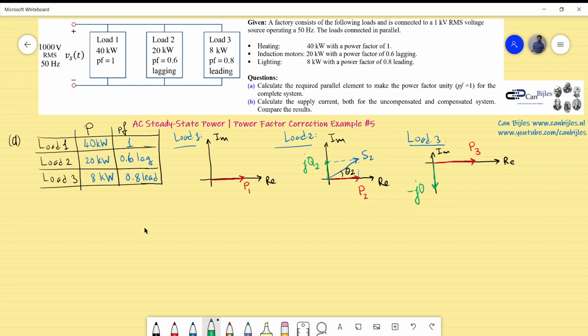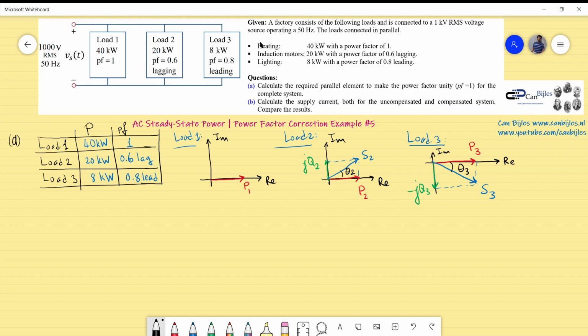So that's actually interesting to note in this phase. In the first place, you have to recognize that the situation for all of the loads is as follows. This is a very handy sketch to start with. What we would like to know is what is the parallel element required for question A, such that the complete system has a power factor equal to 1, a unity power factor.